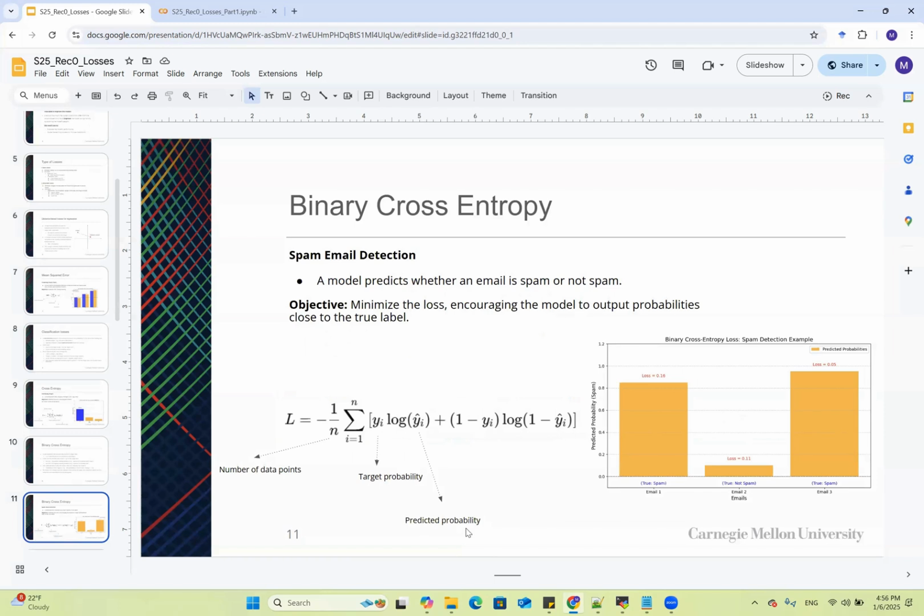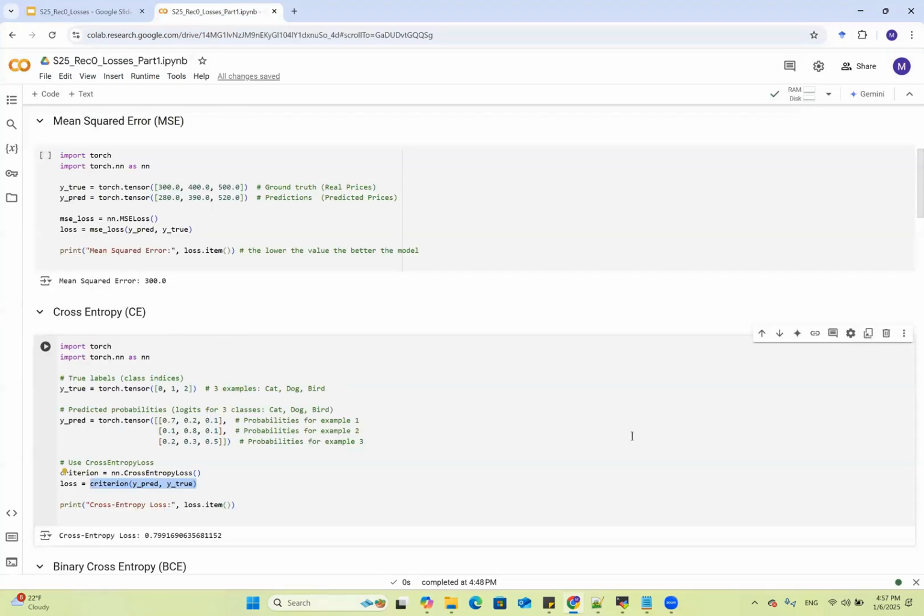So an example for binary cross entropy is spam email detection, a model that predicts whether an email is spam or not spam. The objective is to minimize the loss, encouraging the model to output probabilities close to the true label. Here, n is the number of data points, y_i is the target probability, and ŷ_i is the predicted probability. Let's see the implementation.